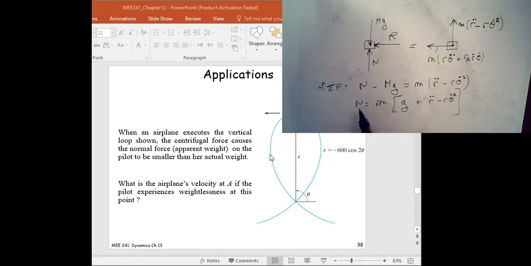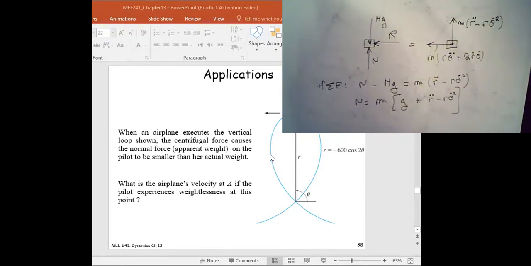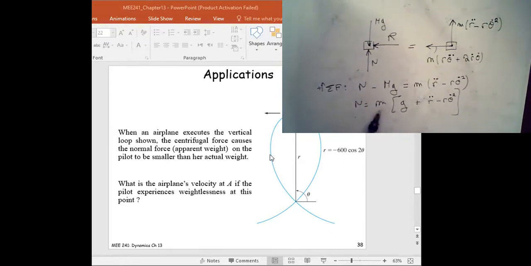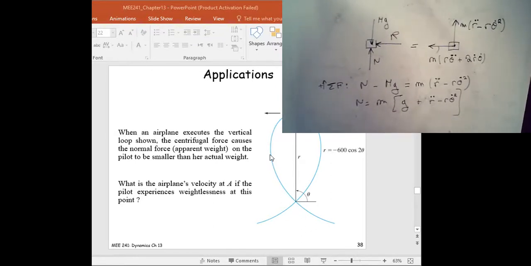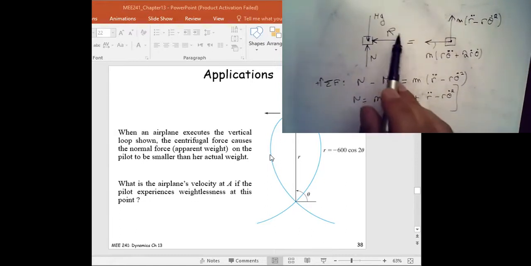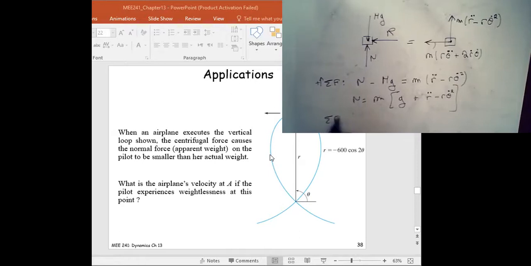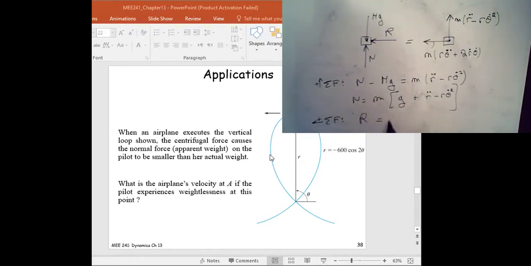If R double dot is 0, N could either be less or more than the weight of the person, depending on how that goes. If it was going up, N will be less than the weight of the person because of the R theta prime squared term. Depending on the values you have here, you will control N. And if you were to find R, how would you find it? Simply sum the forces in the left direction.